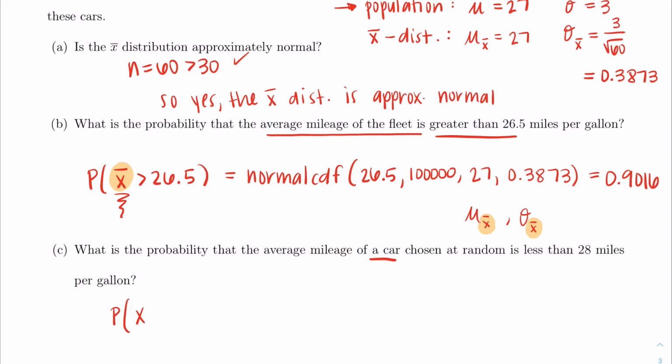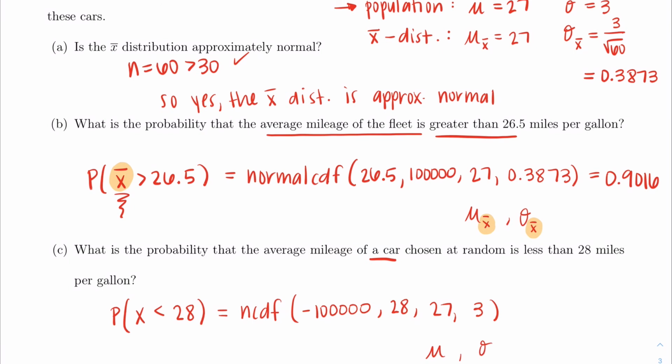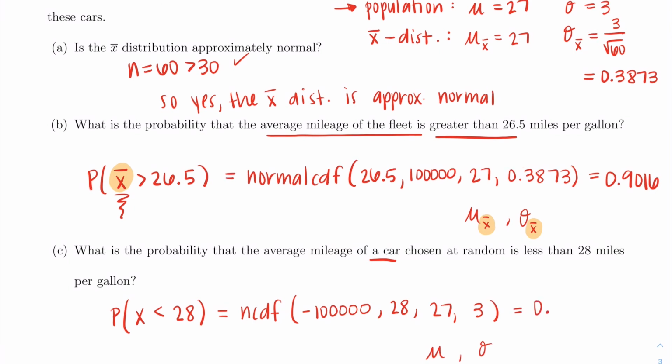I want to find the probability that x is less than 28. When I use normal CDF, because I have less than, I'm going to make my minimum value something ridiculously small. My maximum value is going to be the value I'm given. And because I'm dealing with one single data value, I'm going to use just mu and sigma. When you solve this, you should get 0.6306.